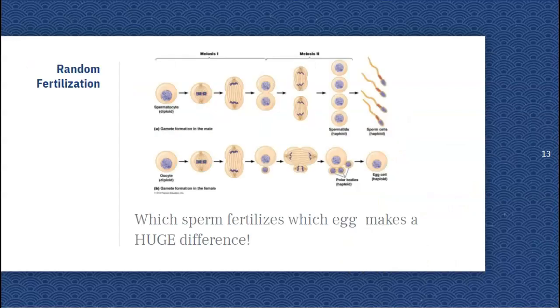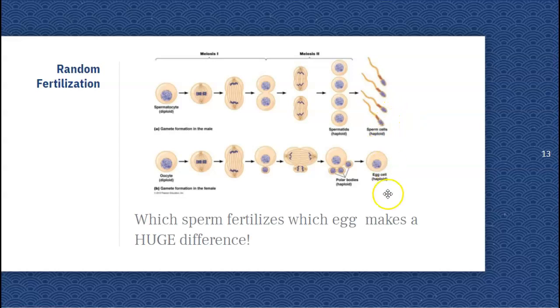The last thing is random fertilization. This can take place on multiple levels. If these 4 sperm are produced, we know that they're all different because of crossing over and independent assortment and all this good stuff and segregation. So if this sperm fertilizes this egg, that's going to make a very different baby than this sperm or this sperm or this sperm.